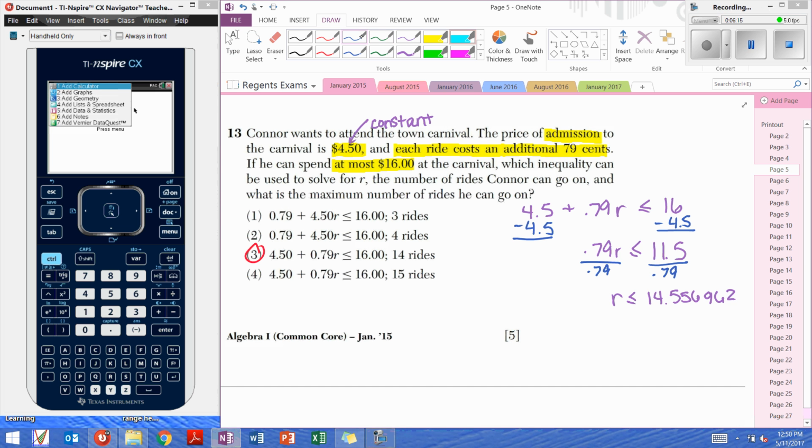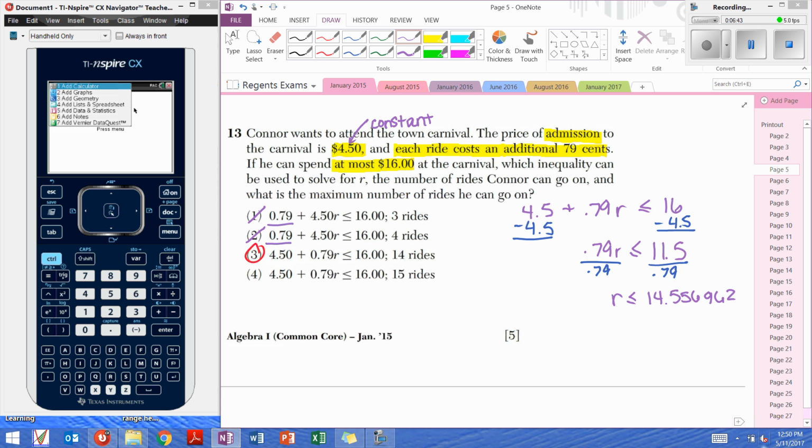1 and 2 are out because 79 cents is not how much it costs to get in. The rides were 79 cents each. Then I just took the inequality and I solved it. Here it says r is less than or equal to 14.556962. A lot of people might want to round that, but r has to be smaller than 14.5. So with that being said, we can't go on 15 rides. If we try to do that, then we know that it would not hold to be true.